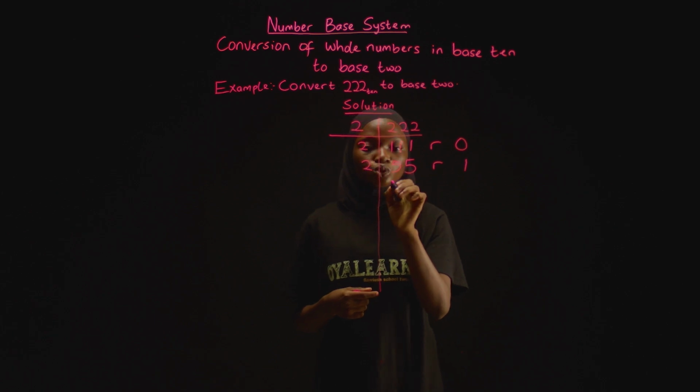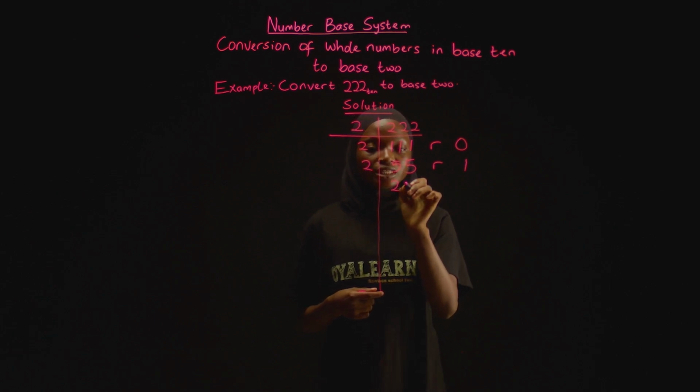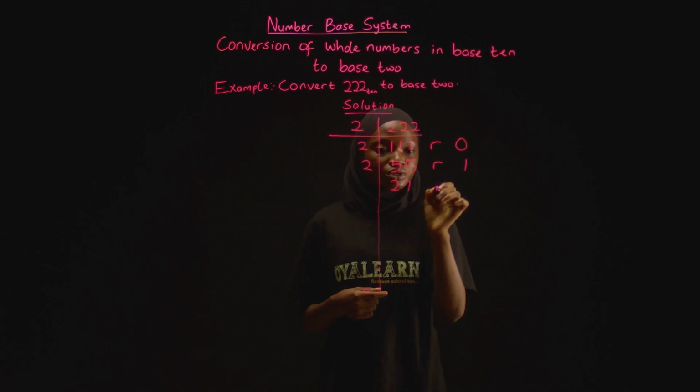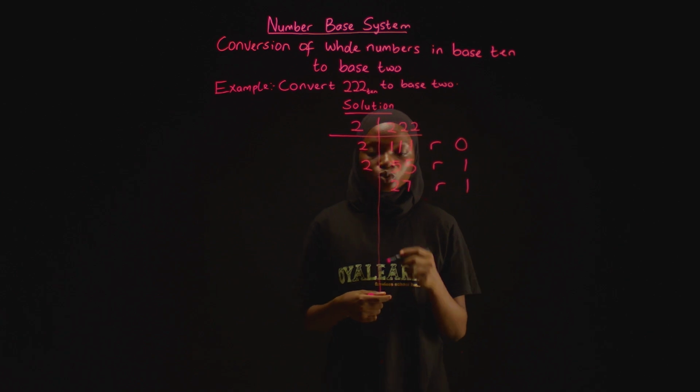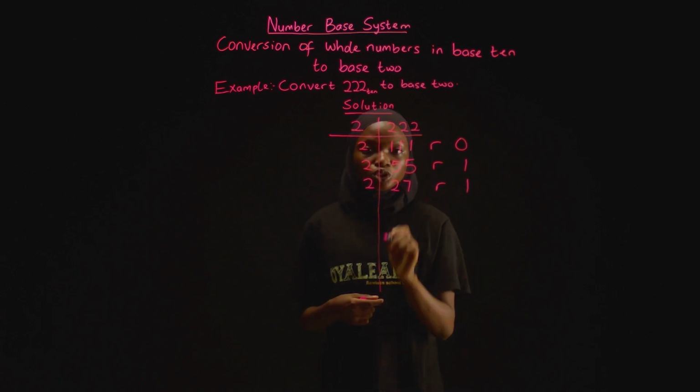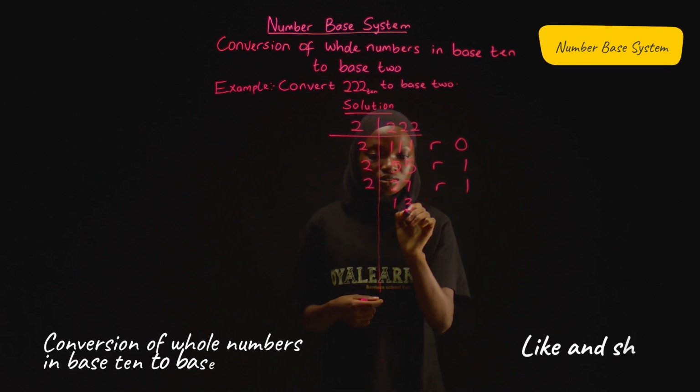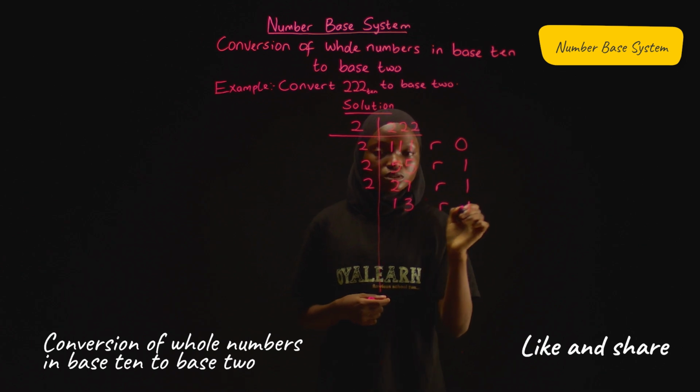2 goes in 5, that's 2, remainder 1. 2 goes in 15, that's 7, which is 14. Remainder 1. So you have 27, remainder 1. Keep dividing by 2 again. So you have 2. 2 goes in 27, you have 13. Remainder 1.